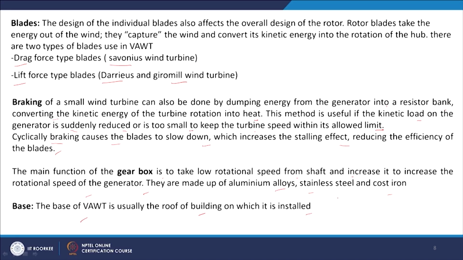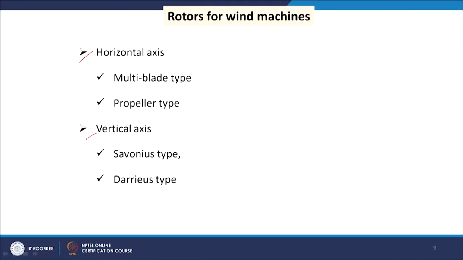As you know, the height required for these machines is less than that of the horizontal axis machines. Now, we will see the rotor part. The rotors of wind machines, horizontal axis and vertical axis: the blades attached to these two types of machines are different. In the case of horizontal, we get multi-blade and propeller type, and in vertical axis we can get Savonius type or Darrieus type.